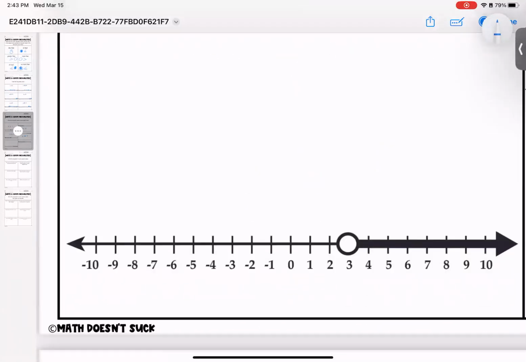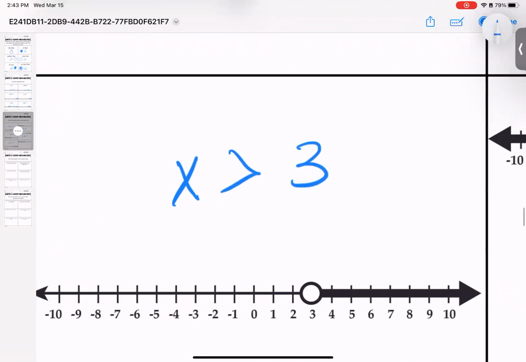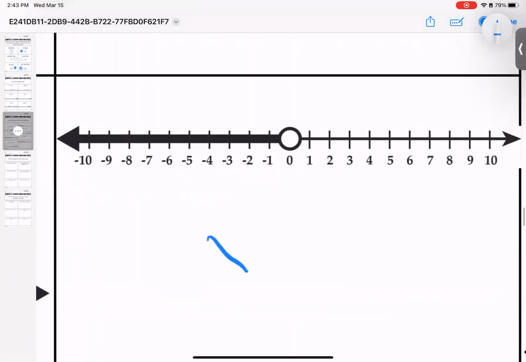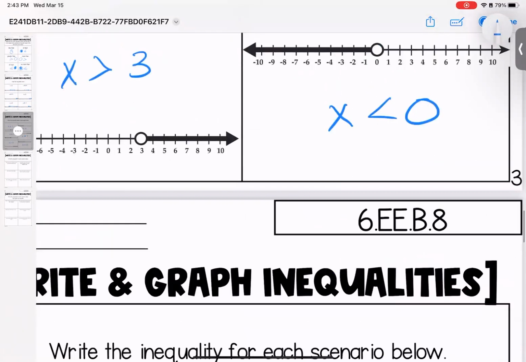Down here, I have my X. I have an open arrow. My arrow is going to the right, and I'm looking at 3. X is greater than 3. I have an X, a 0. It's open, so there's no or equals to. X is less than 0. Any questions on these? Bring them with you to class.